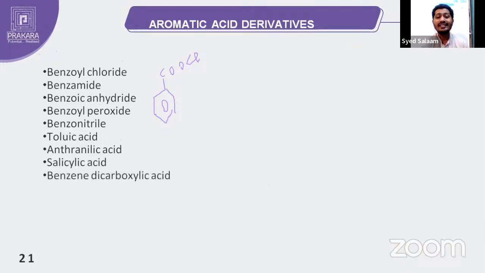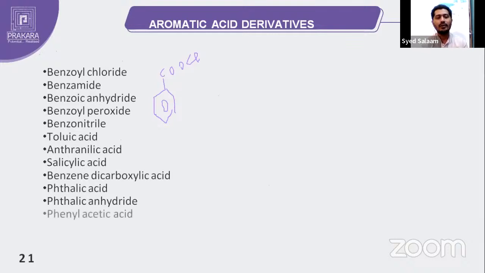Likewise, benzene dicarboxylic acid is when there are two carboxylic acid moieties on it. Phthalic acid is when both carboxylic acids are next to each other; when there is a gap, we call it benzene dicarboxylic acid. And phthalic anhydride is when there is an anhydride moiety instead of COOH attached to the benzene ring.